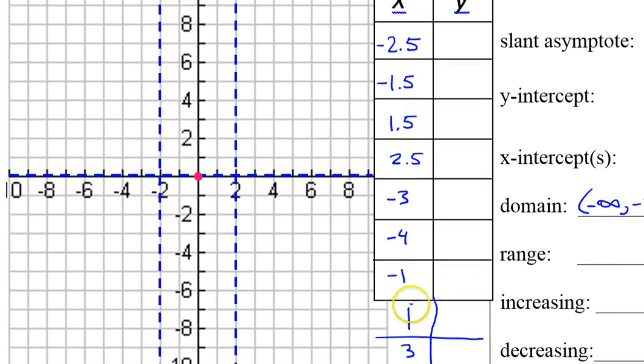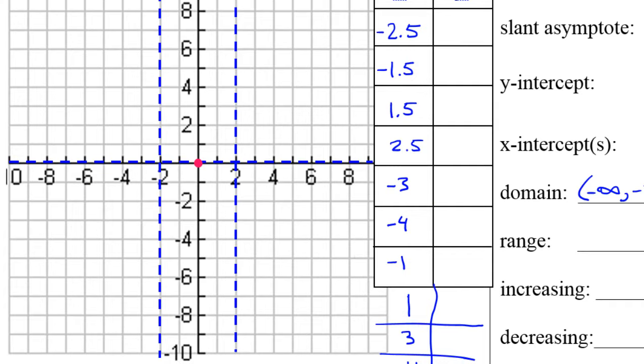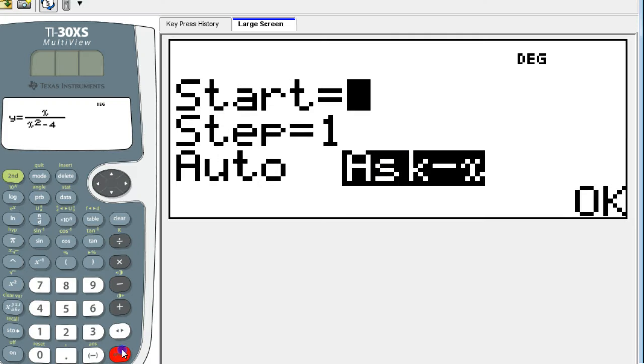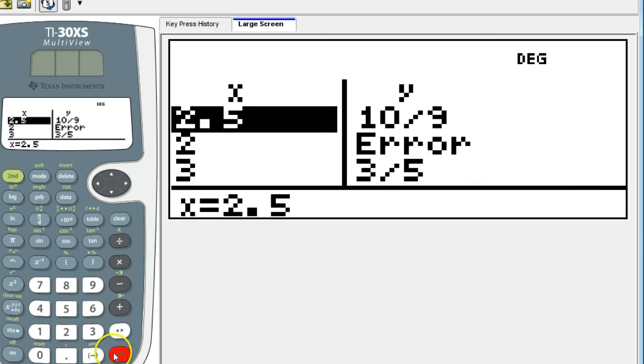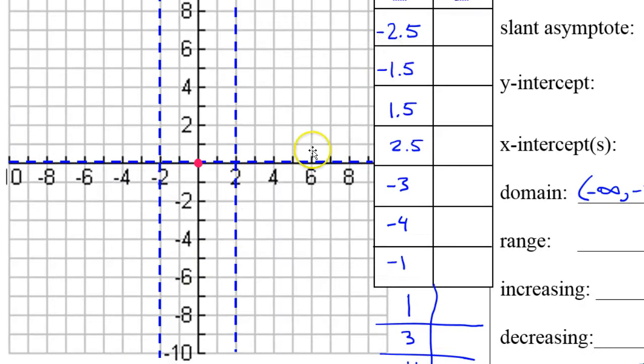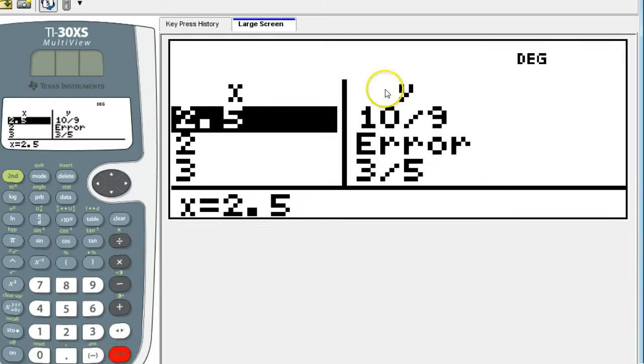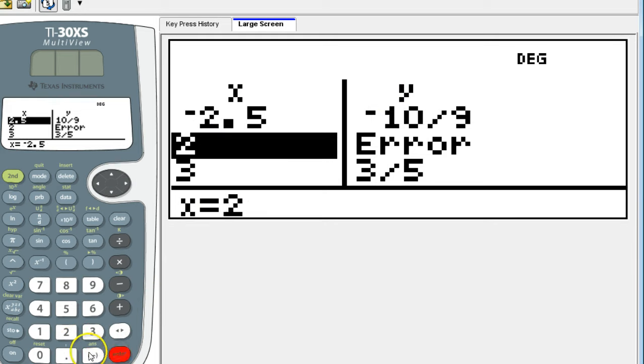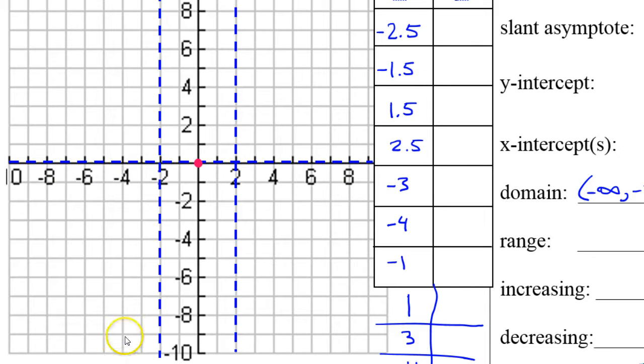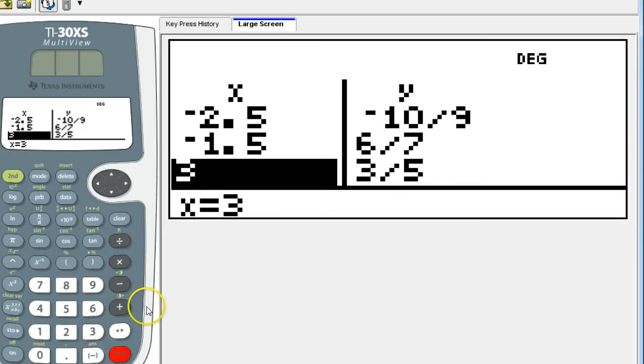In order to get the decimals, an easy thing to do is make sure your calculator is in ask mode. Mine is, so I'm good to go. So I need negative 2.5, negative 1.5, and 1.5.